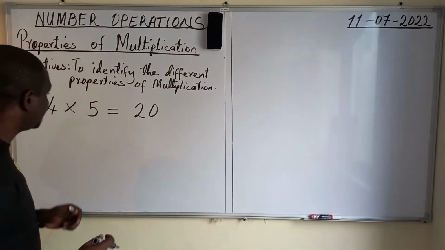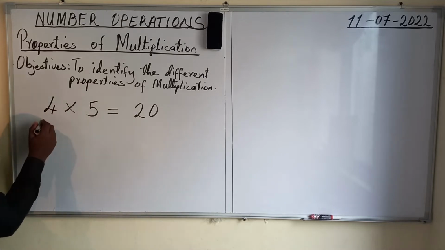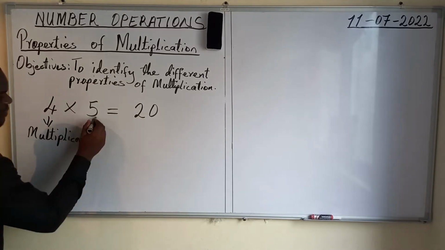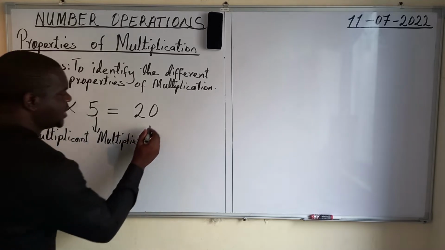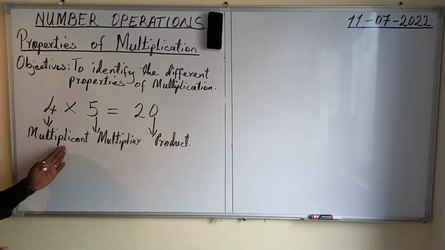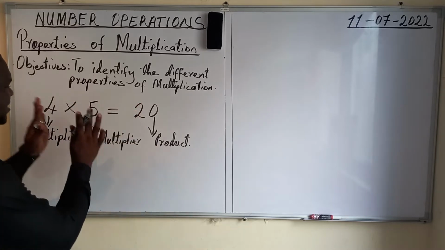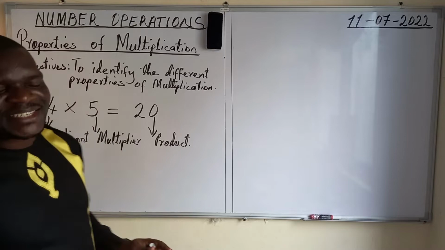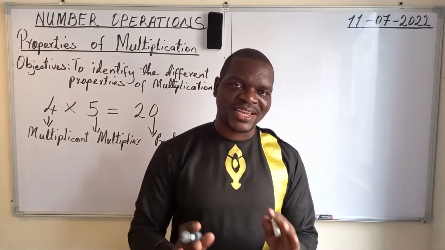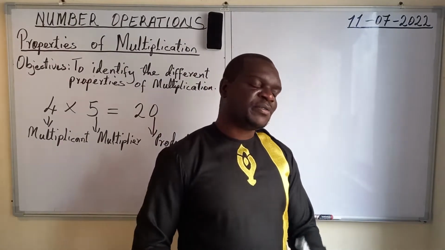In multiplication, if we have 4 times 5 equal to 20, 4 is the multiplicand, 5 is the multiplier, and 20 is the product. Let's take note of this so that at any time we find this, we should not get confused. We're going to start with the different properties of multiplication.